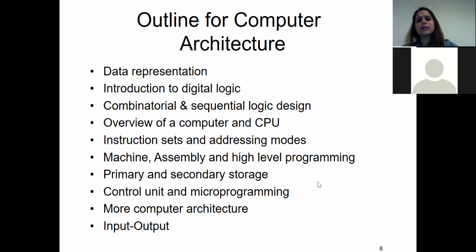We will also study the CPU, the instructions, the different languages, assembly language, machine language, and how to convert between the different languages. We will study the primary and the secondary memory. We have RAM, ROM, secondary memory, secondary storage, all of that we will study. We will study the control unit and microprogramming, more details about computer architecture, input-output devices, memory units, and all that.